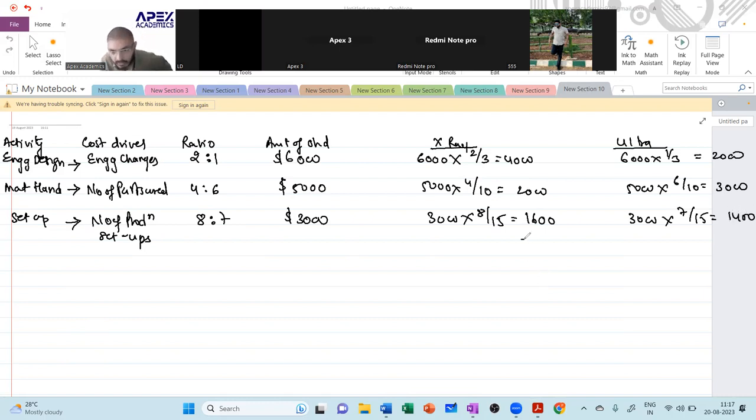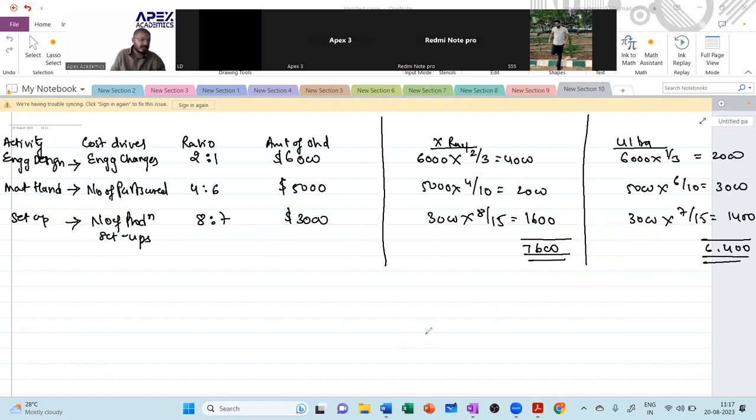Now, what is the total overhead allocated to X-ray? We are looking at 7,600 here, and 6,400 over here. Ultrasound gets 6,400. X-ray gets allocated 7,600. Now, if we have to calculate cost per unit, we have X-ray and we have ultrasound. What are we looking at in X-ray? They have their material cost. They have their direct labor cost.